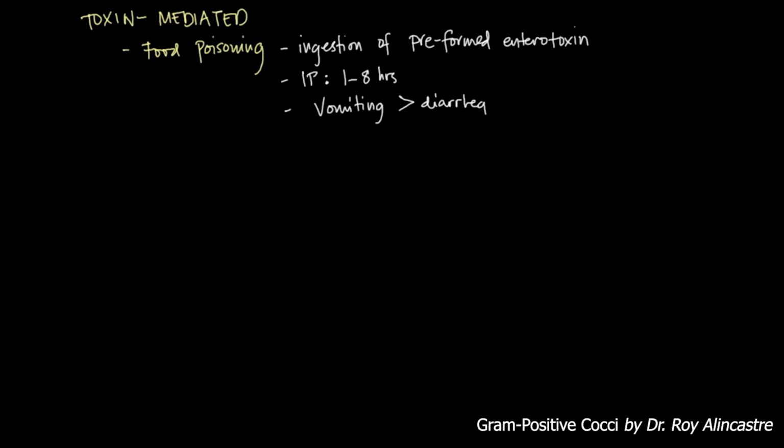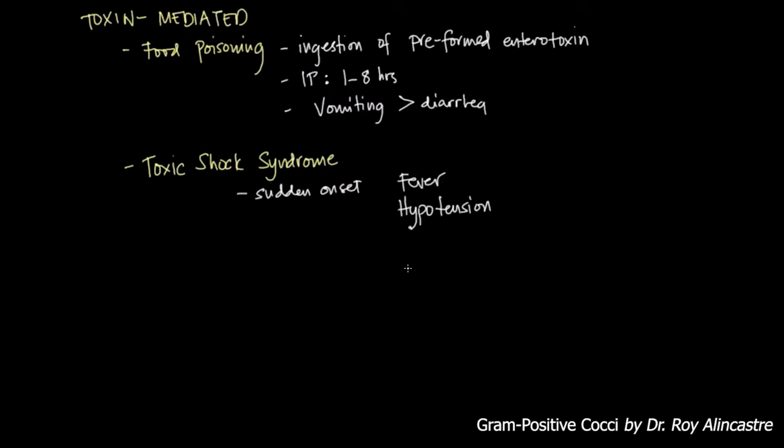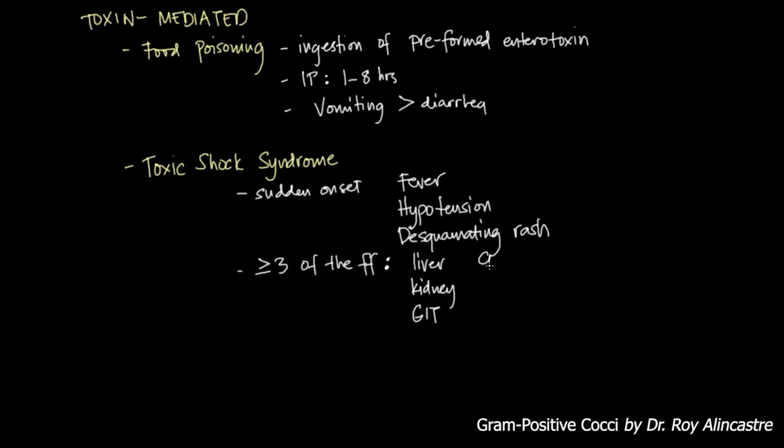Another toxin-mediated disease is toxic shock syndrome. This is characterized by sudden onset of fever, hypotension, and a diffuse macular sunburn-like rash that goes on to desquamate or peel, and the involvement of 3 or more of the following organs: the liver, the kidney, the GI tract, central nervous system, muscle, or blood.